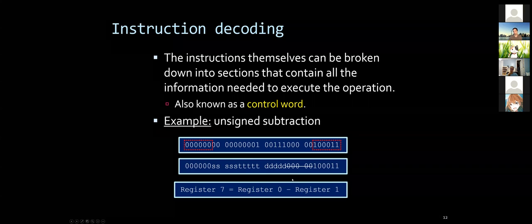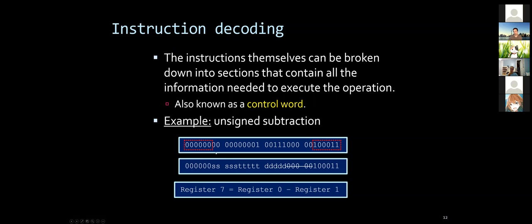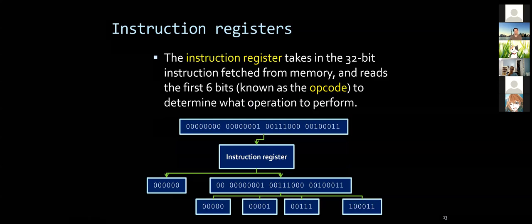And I'll show you later on how to encode it. And if you do encode it, then magically you're going to learn that what it says here is: take register 0 minus register 1 and store it in register 7. So all this information is stored here.